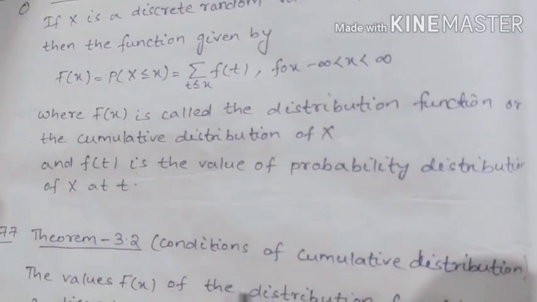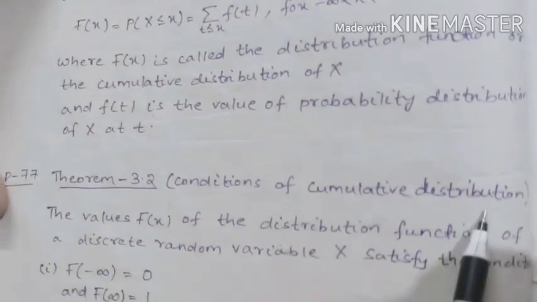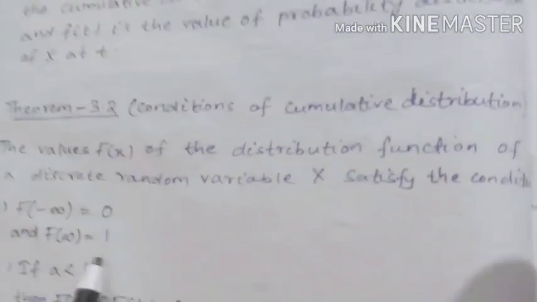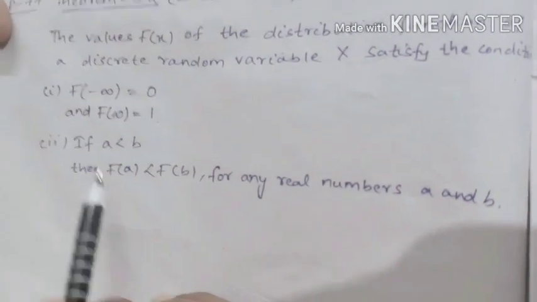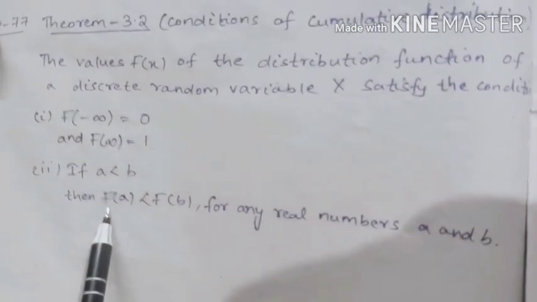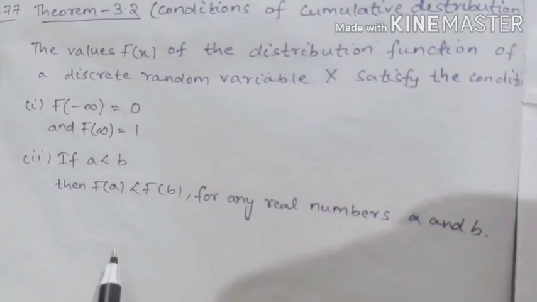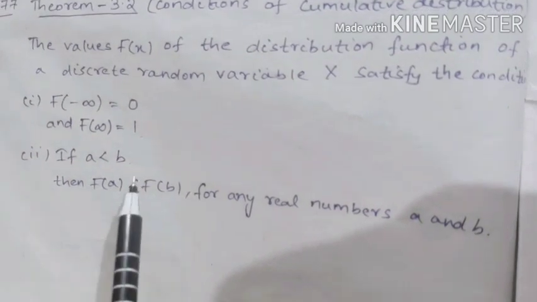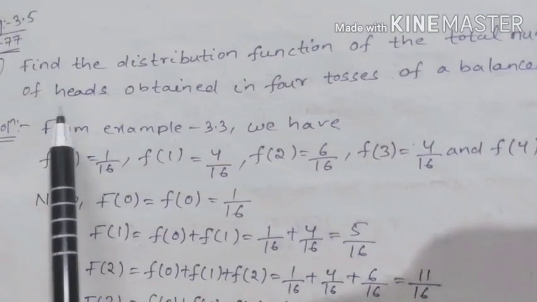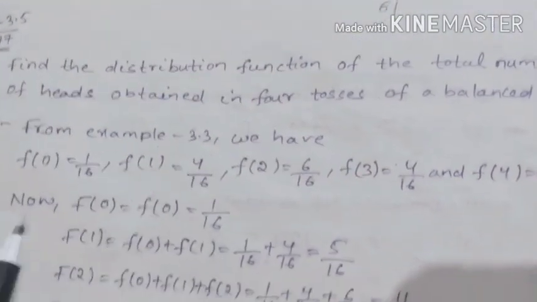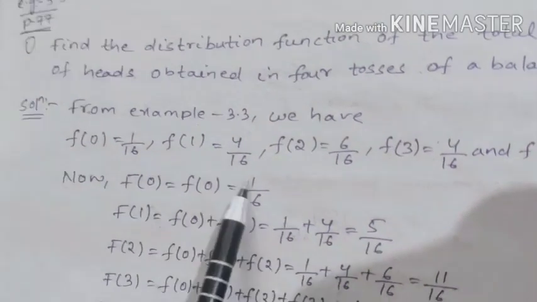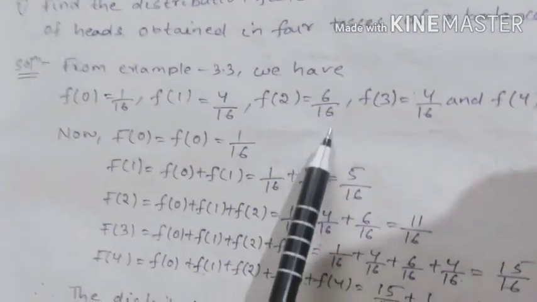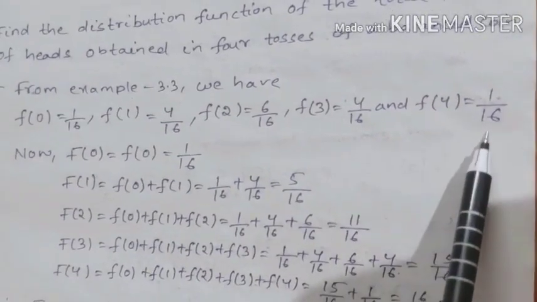What are the conditions of a cumulative distribution? Now, F of minus infinity equals 0, F of infinity equals 1. And if a is less than b, then F of a is less than or equal to F of b. And a very simple example: f of 0 is 1 by 16, f of 1 is equal to 4 by 16, f of 2 is equal to 6 by 16, f of 3 equals 4 by 16, f of 4 is equal to 1 by 16.